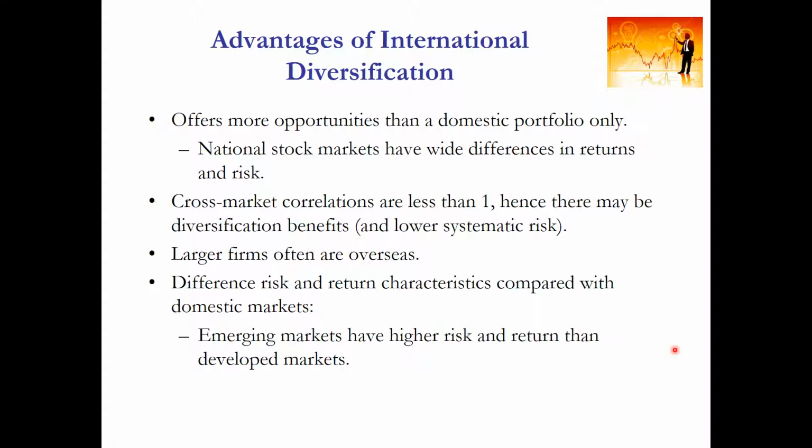So if you are an Australian investor, some of the large multinational companies are not listed in the Australian securities market. So if you just invest domestically, you wouldn't be able to get access to investing in these stocks. Also, other markets around the world might have different characteristics compared to domestic markets. Take the example of emerging markets. We know that they tend to have higher risk and higher return as compared with developed markets, and that might suit the risk return appetite of a particular investor.